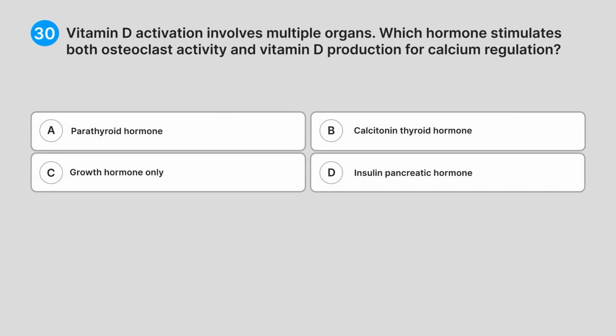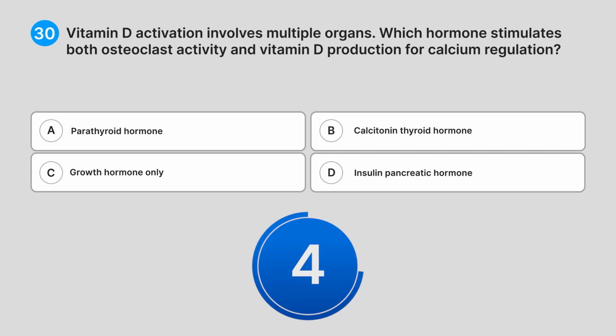30. Vitamin D activation involves multiple organs. Which hormone stimulates both osteoclast activity and vitamin D production for calcium regulation? A. Parathyroid hormone. B. Calcitonin thyroid hormone. C. Growth hormone only. D. Insulin pancreatic hormone. Do you know the answer?